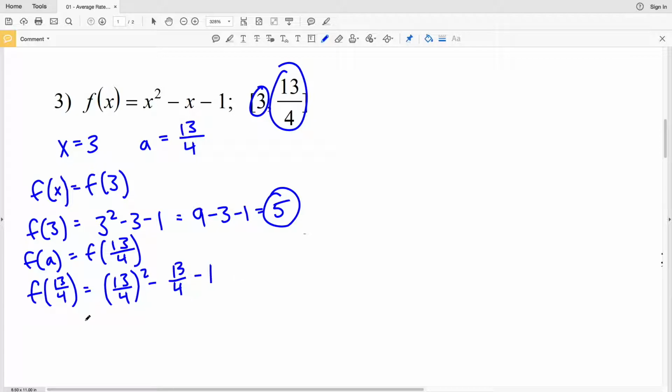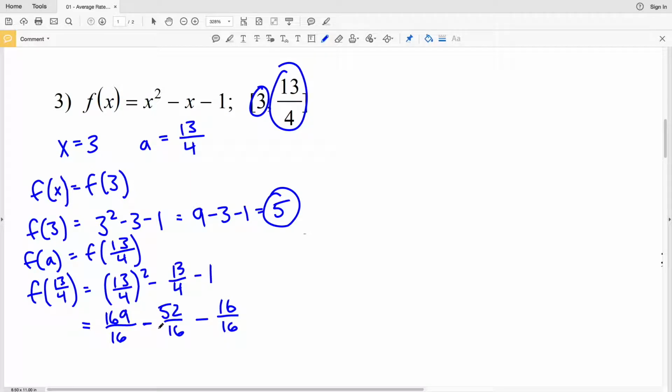Now 13/4 squared, we're going to square 13 and 4, squaring the numerator and the denominator. So 13 squared is 169, so that'll be 169 over 16, because 4 squared is 16. And then I'm going to write these last 2 terms so that we have a common denominator. So that will be multiplying 13/4 by 4 over 4, which will be 52 over 16, and then multiplying 1 by 16 over 16.